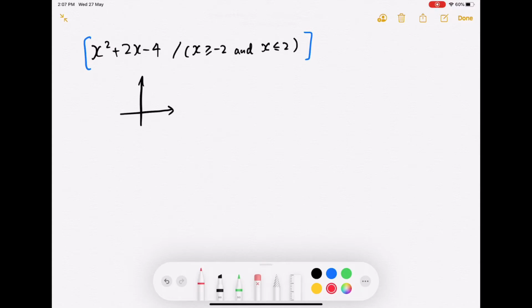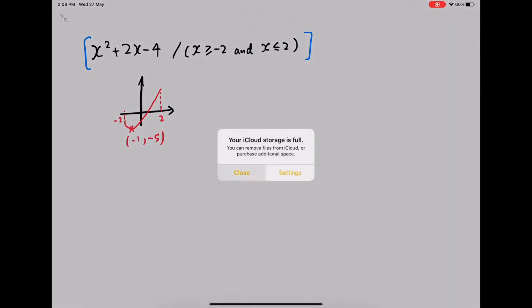So you can see there's a slight curve, then it goes all the way up. Here you get a minimum point, and we know that this is -2 and here it will be 2. Now the next thing is to use our GC to find the minimum point. We get -1 and -5.